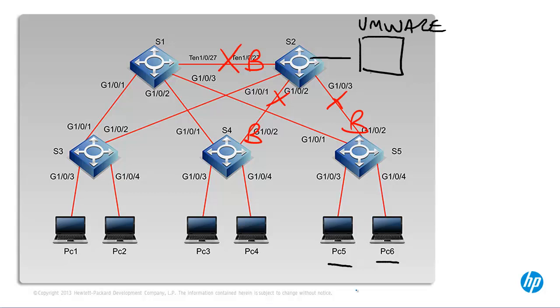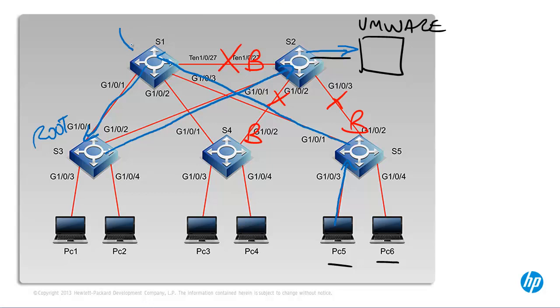How does traffic flow? So PC5 will send traffic to its switch. This switch will send traffic to switch 1, to switch 3, which is the root of the topology, which will then send it to switch 2 and onto the VMware server. I'm sure you'll agree that this is not very efficient. Imagine that your core switches are very large switches, 7500 switches or something very, very big. And this switch on the edge is a 2610 switch. All traffic has to go through the root to get to that VMware server.